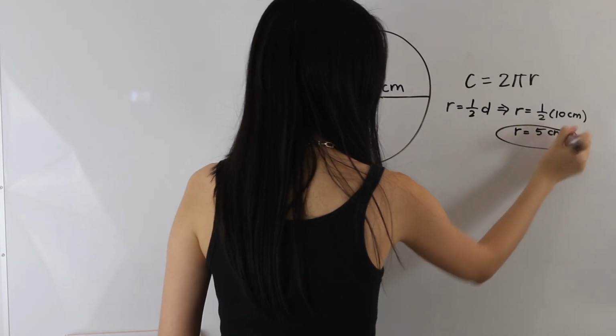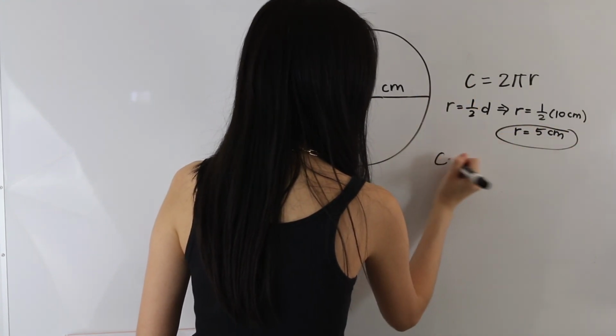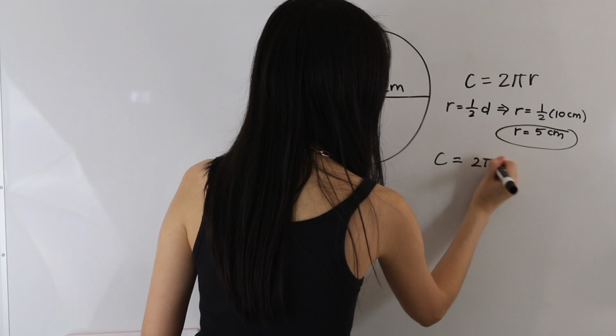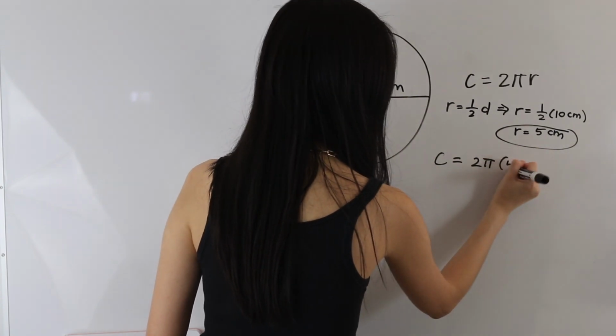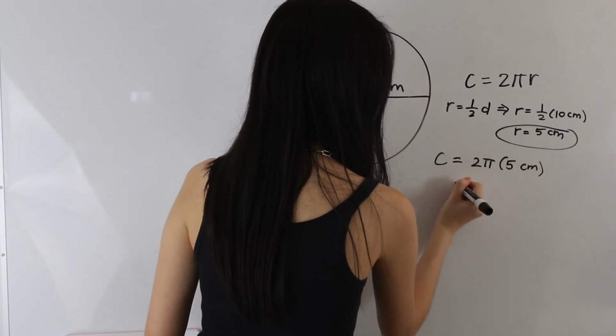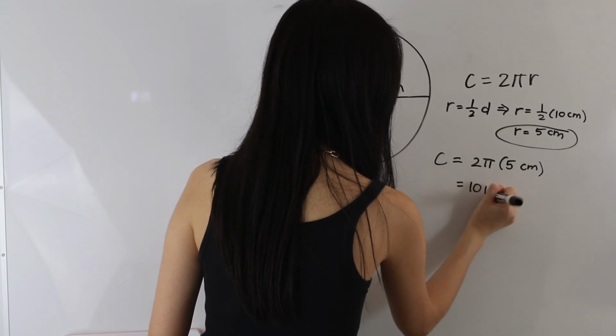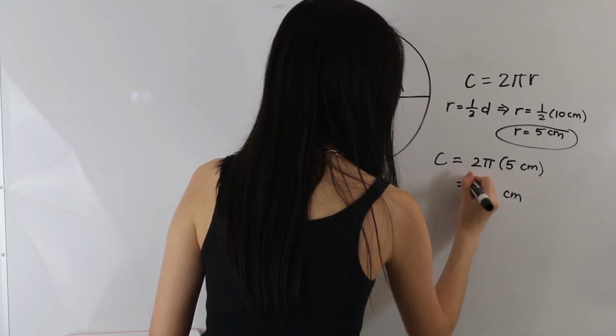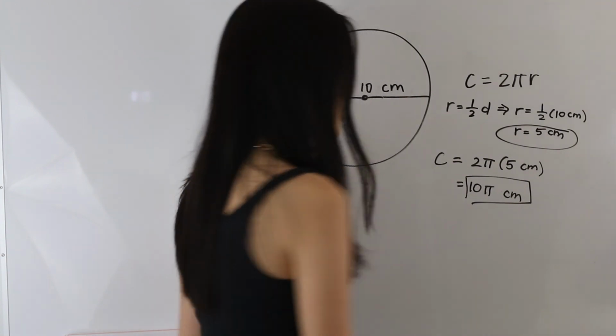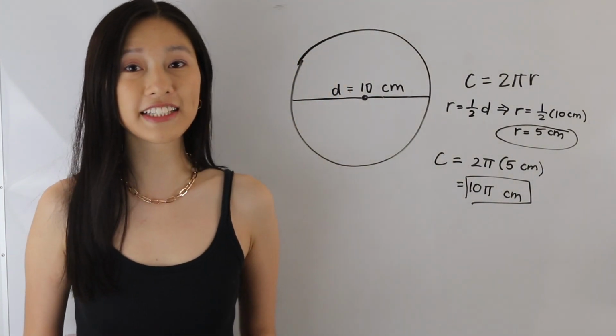So let's go ahead and plug this into our formula here. We get the circumference is equal to 2 pi times the radius, which is 5 centimeters. And simplifying this, we get 10 pi centimeters. And so that is how to solve for the circumference of a circle.